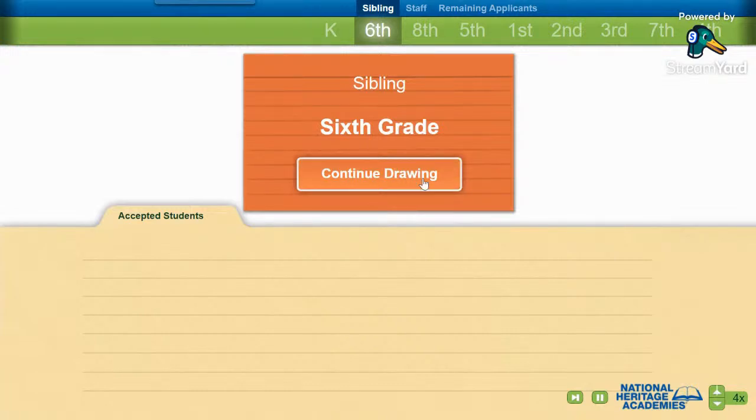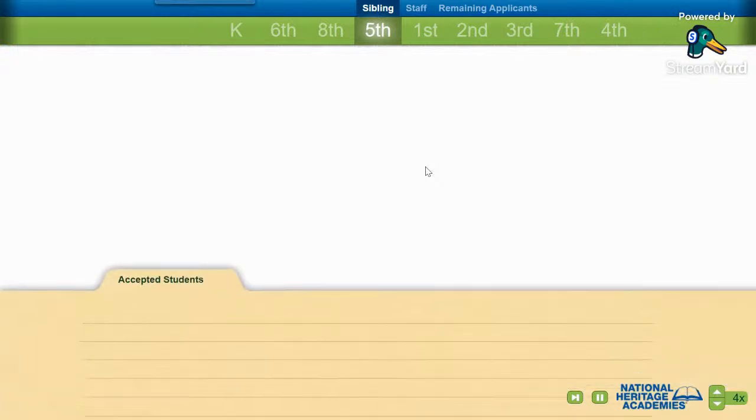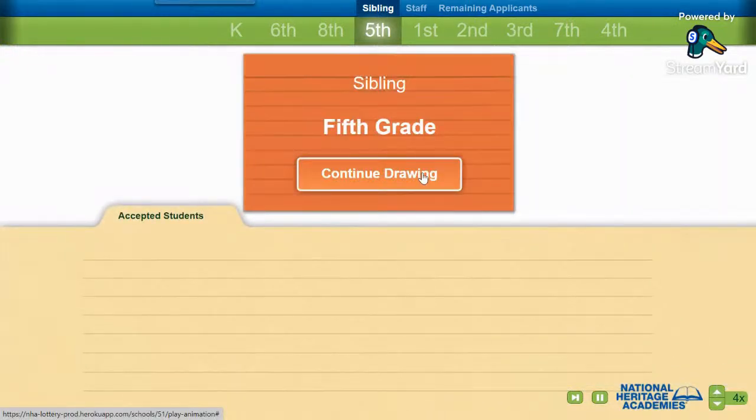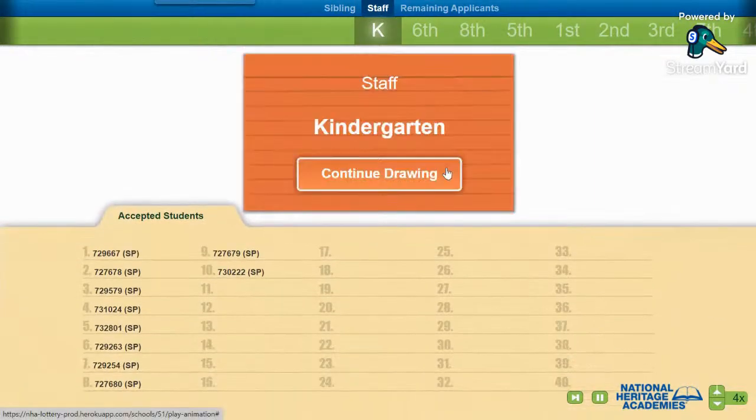Moving on to 6th grade, looking at sibling apps. Moving on to 8th grade. We don't have any in those grade levels, so moving on to 5th grade. And now 1st grade, 2nd grade, no sibling apps here. Moving on to 3rd grade, now 7th grade, and 4th grade. So that concludes the sibling portion of our lottery.